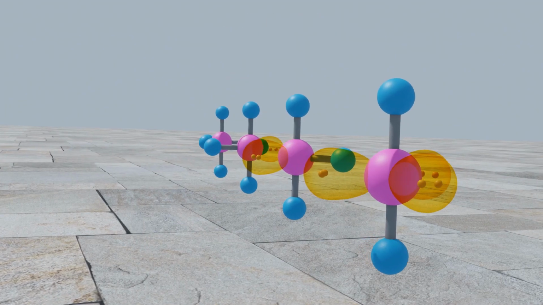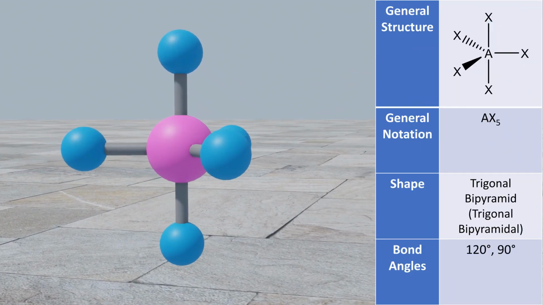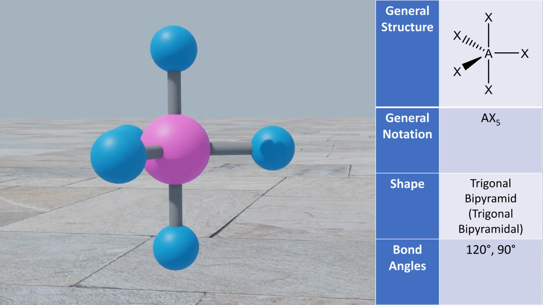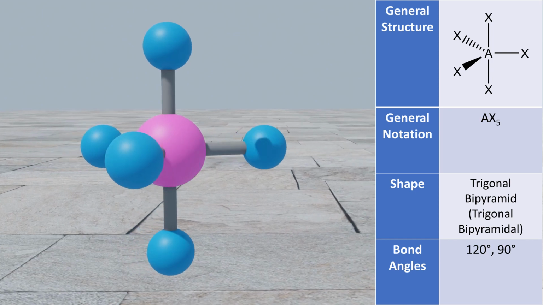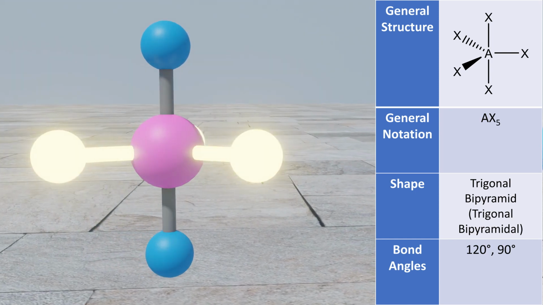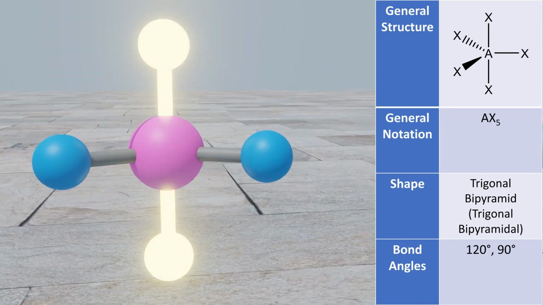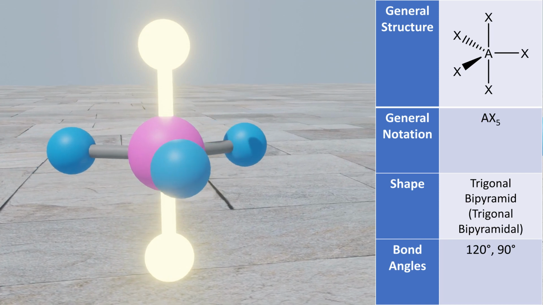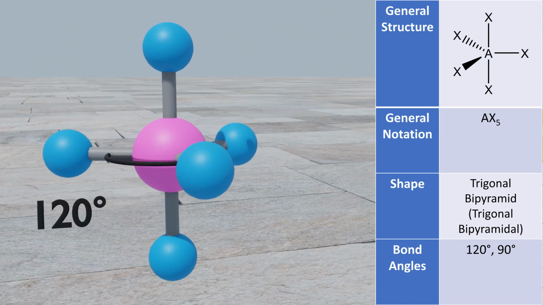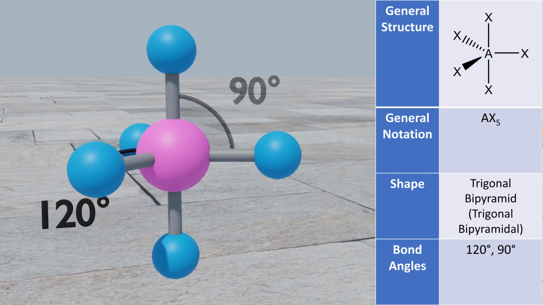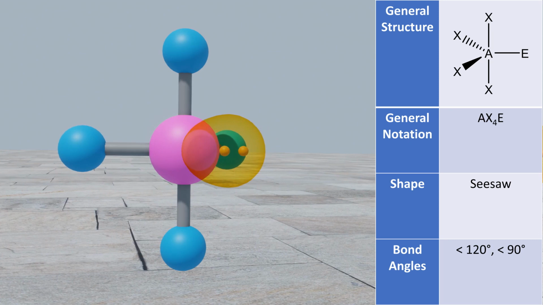Now let's look at the 4 different shapes produced by 5 electron groups. The first is when all the electron groups are bonding pairs and is called a trigonal bipyramid, or trigonal bipyramidal. When 5 electron groups are present, 2 distinct sets of positions are occupied by those groups. The set of 3 positions lying in a trigonal plane are referred to as equatorial groups. The 2 positions above and below the trigonal plane are called axial groups.